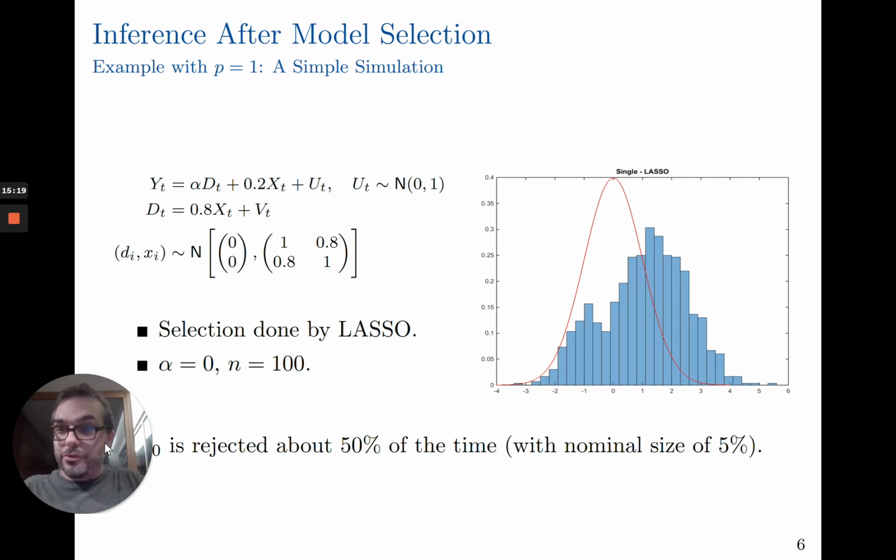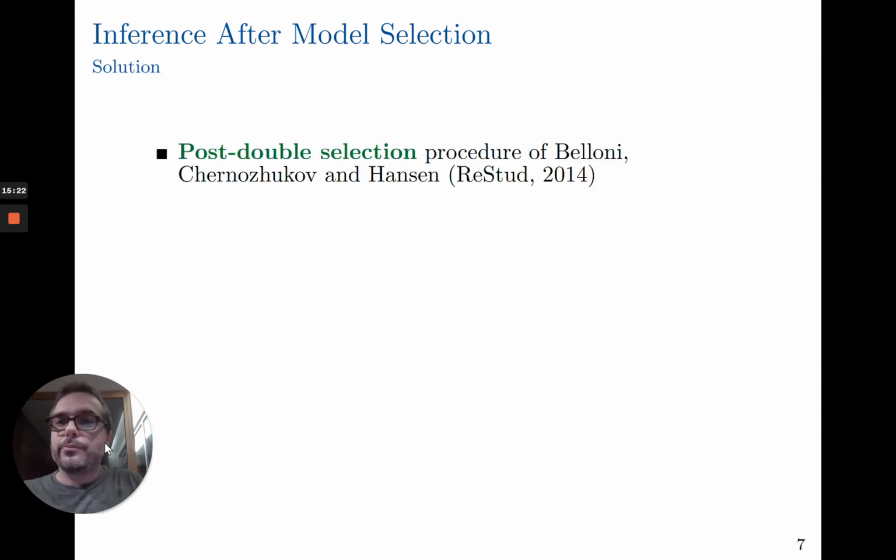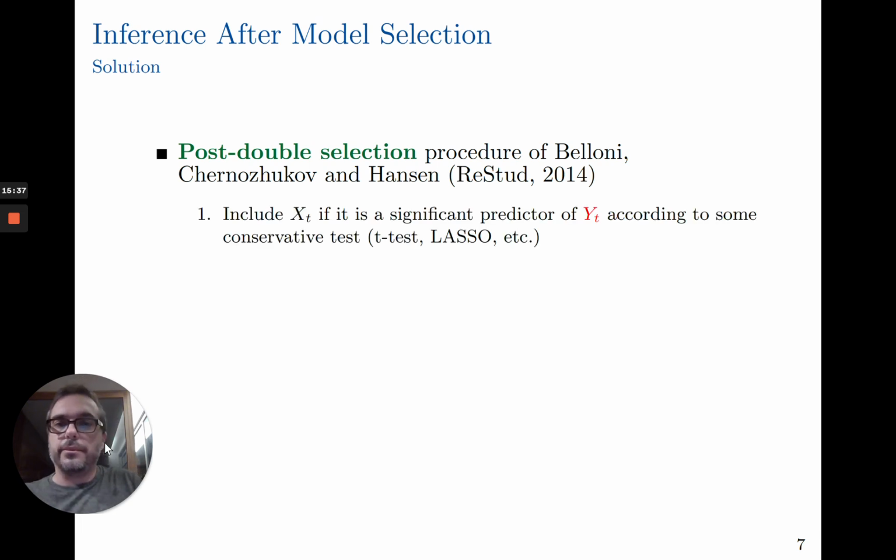How to solve this problem? A very simple idea, something called the double selection procedure, was proposed by Alex Belloni, Victor Chernozhukov, and Chris Hansen in their Review of Economic Studies paper in 2014. So the idea is the following. We are going to include the controls, the x variable, if it's a significant predictor of y according to some conservative test. That's what we have been doing so far. We are estimating the long regression. So this is about the long regression.